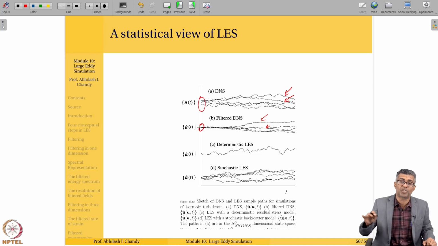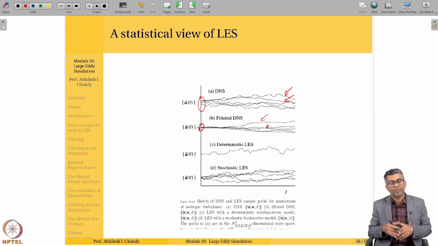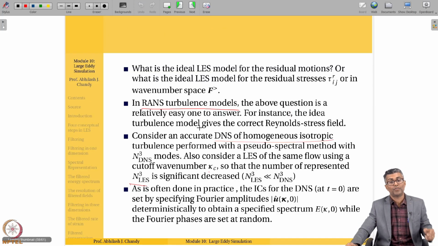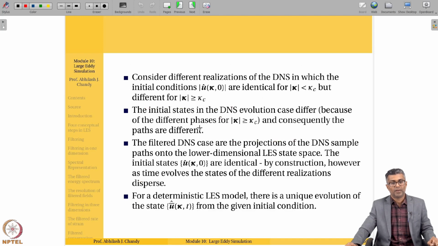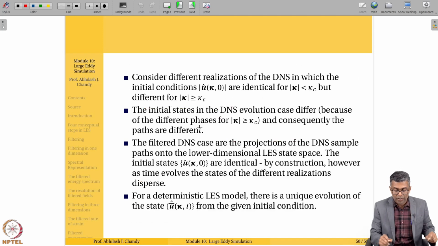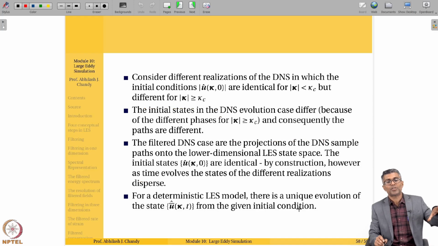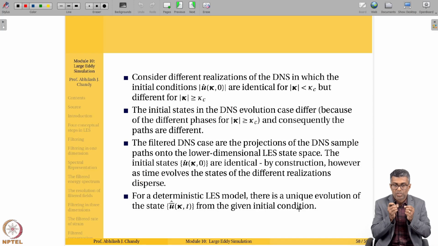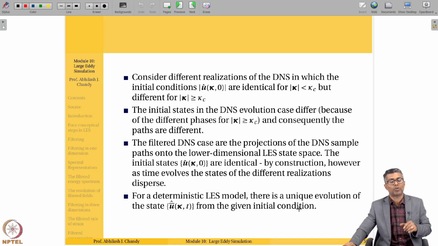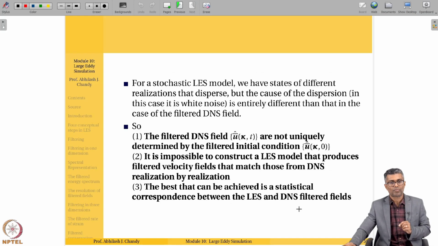However, they still proceeded along different paths, because every realization in turbulent flow is different, even if you start with the identical initial condition. So for a deterministic LES model, there is a unique evolution of the state from the given initial condition. You start from the same initial condition, then you get exactly one solution, even if you conduct it multiple times, isn't it?